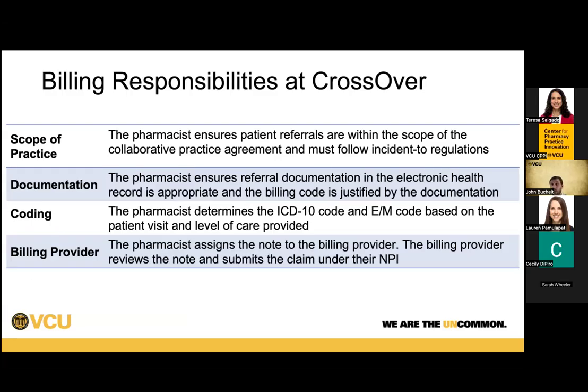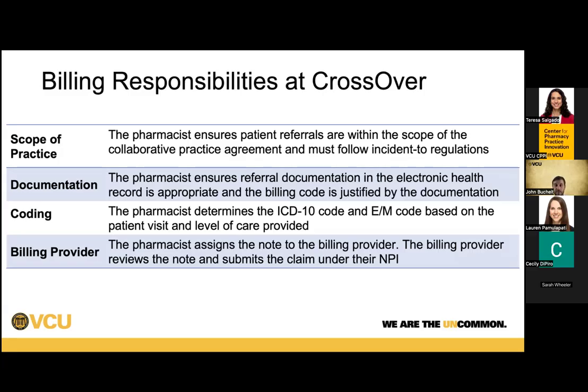So at crossover, who's responsible for a lot of these things? So the scope of practice. When I get a referral from a physician or advanced practice provider, I'm ensuring that the referral is within the scope of practice. I'm considering what's in our collaborative practice agreement and that we're following incident to regulations.